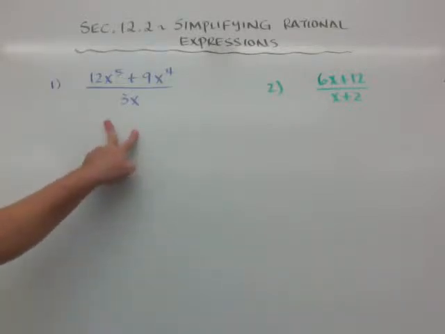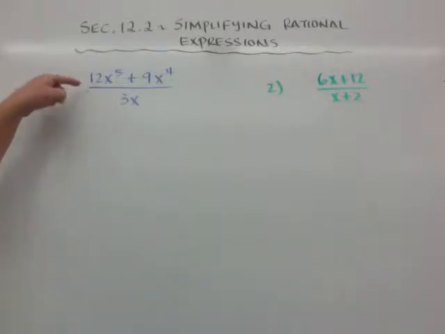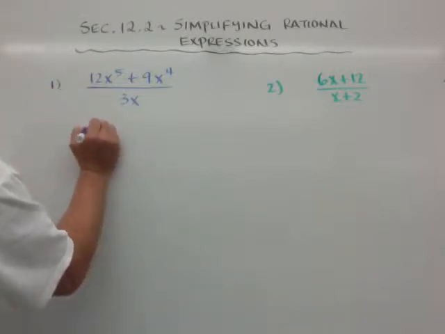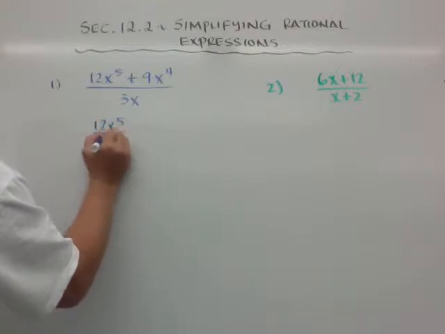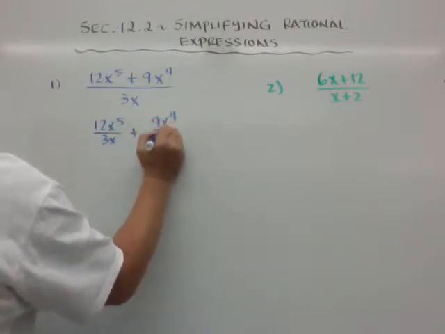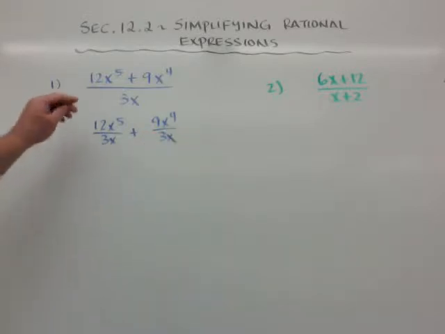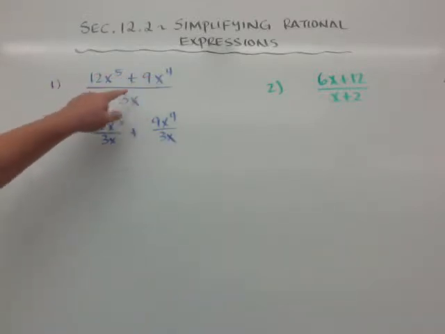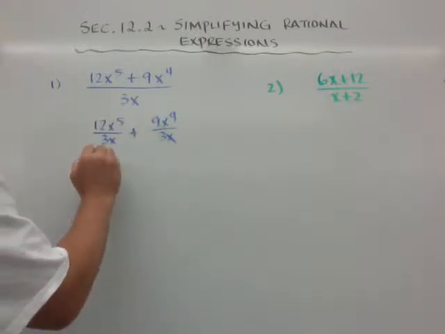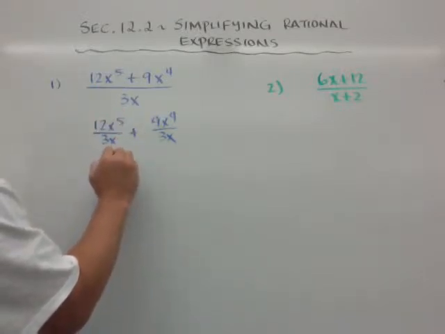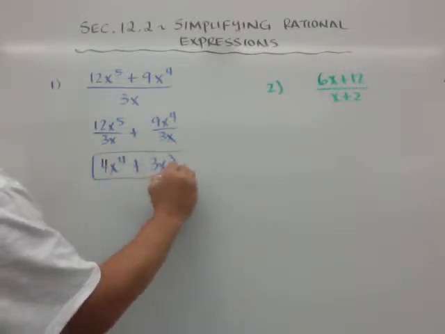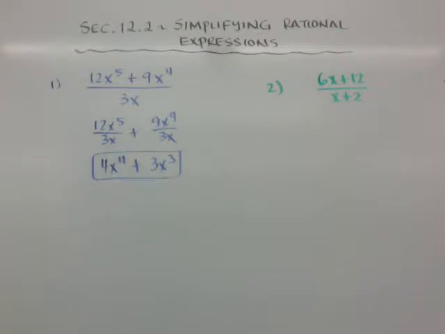So if you have something like this, which is a binomial divided by a monomial, one way you could do it is to just separate it and go 12x to the fifth divided by 3x plus 9x to the fourth divided by 3x. So basically you're putting both of these terms over the 3x, and now you use your rules of exponents to divide, and you get 4x to the fourth plus 3x to the third. And now you simplified it down.